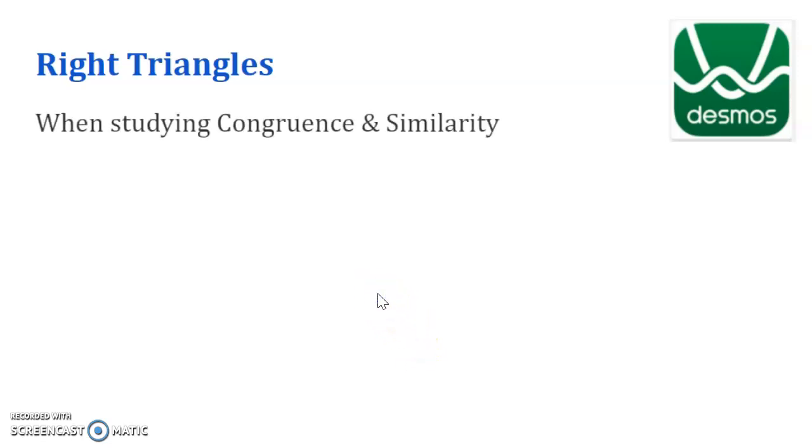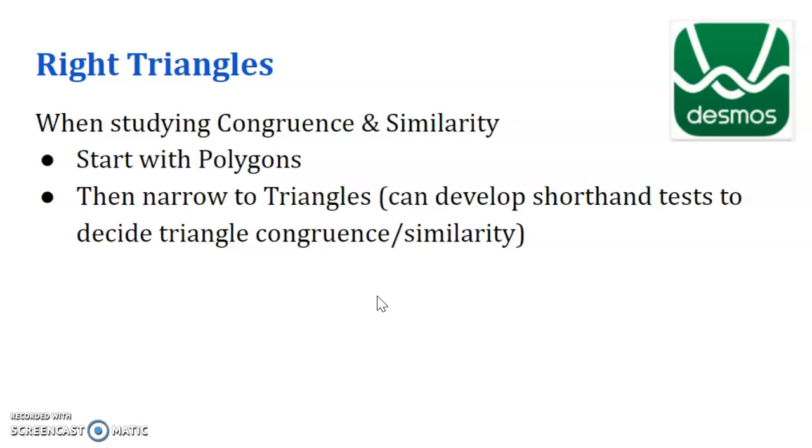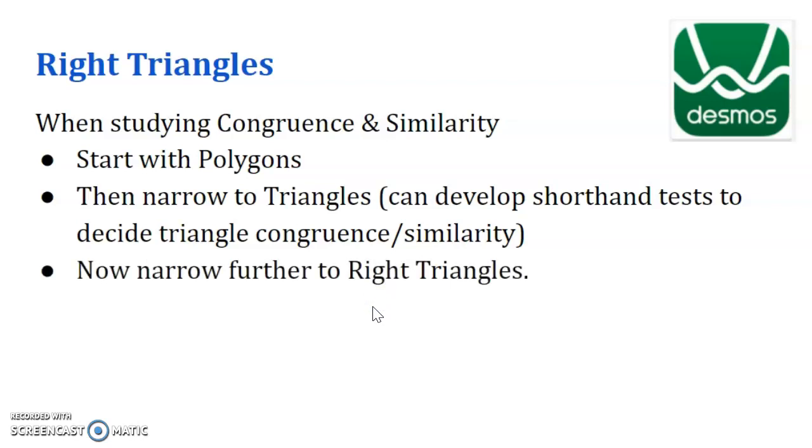Now, we're going into right triangles. So far when we were studying congruence and similarity, we started with polygons, and then we narrowed it to triangles to develop shorthand tests to decide triangle congruence and similarity. Now we're going to narrow further to right triangles.